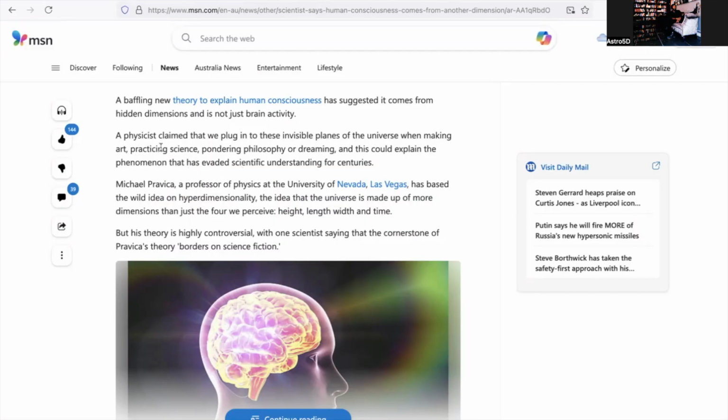let me see. A physicist claimed that we plug into these invisible planes of the universe when making art, practicing science, pondering philosophy, or dreaming. And this could explain the phenomenon that has evaded scientific understanding for centuries.